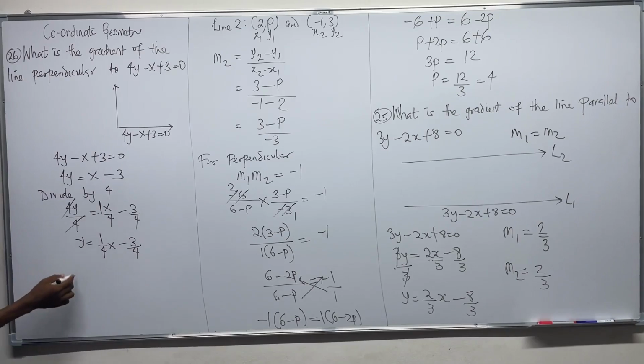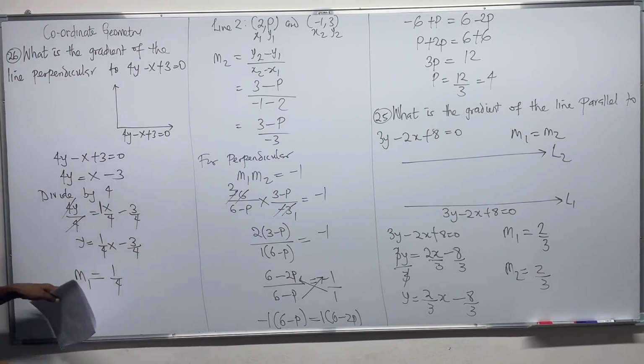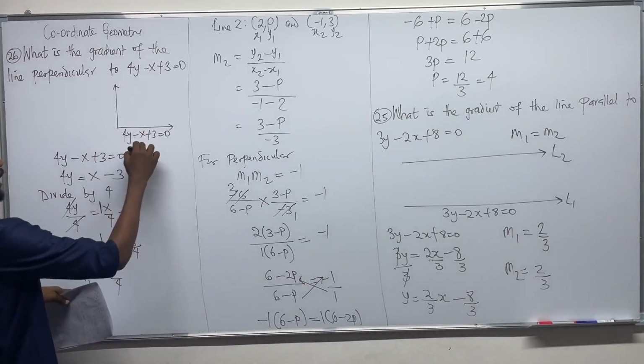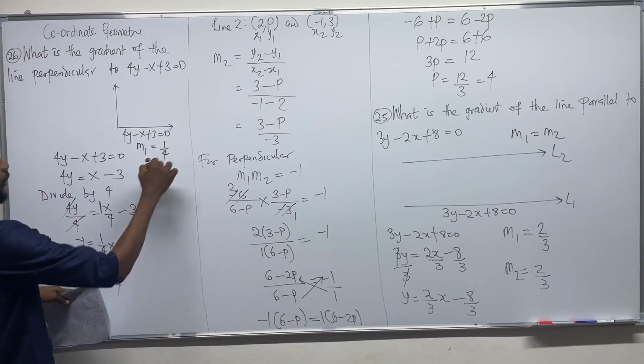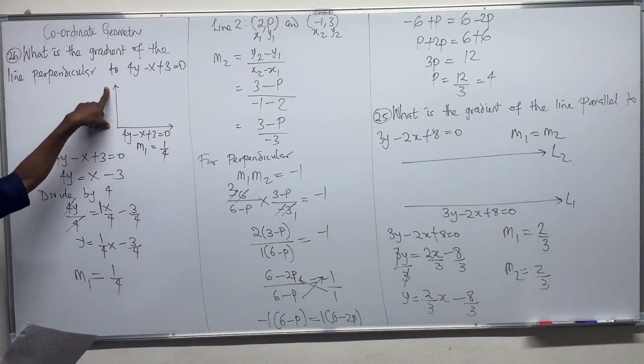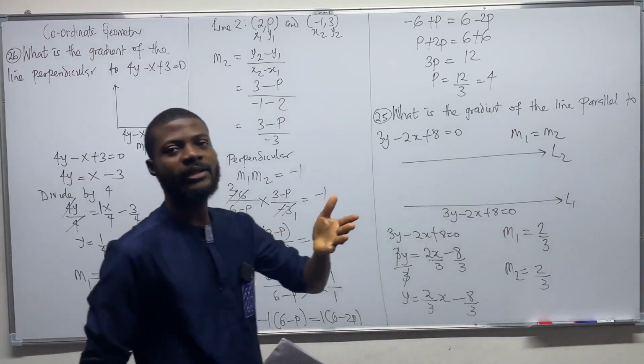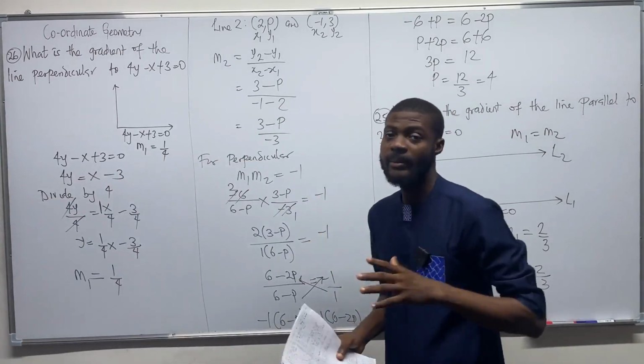So what will become my gradient? M1, the gradient, becomes 1 over 4. That is my slope, the gradient of the first line. So the gradient of this line, M1, is 1 over 4. But for the second line, which they're actually asking us about, we need to use our relationship. But here's the beautiful thing about this.